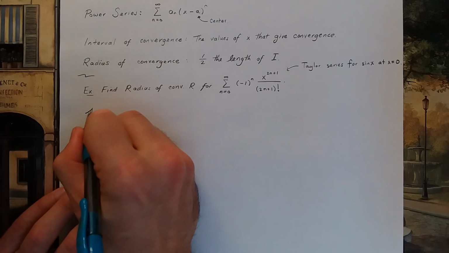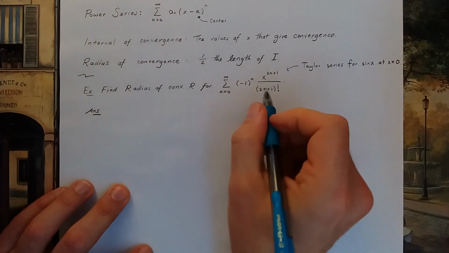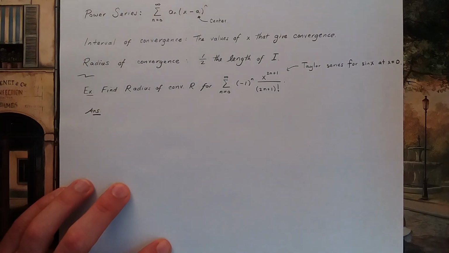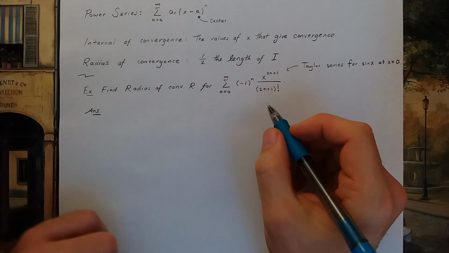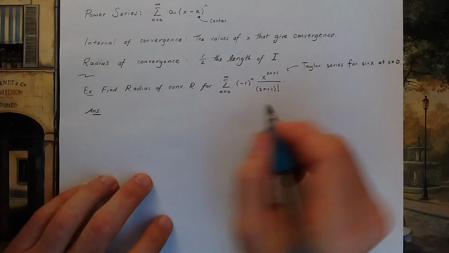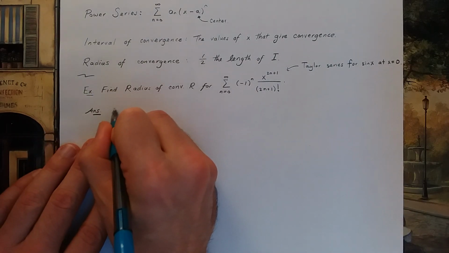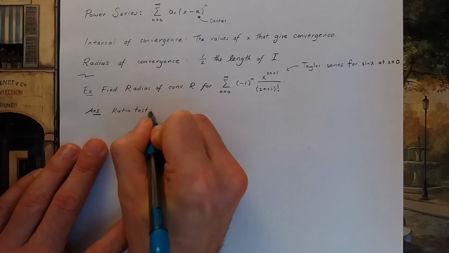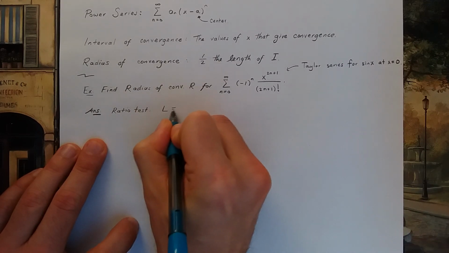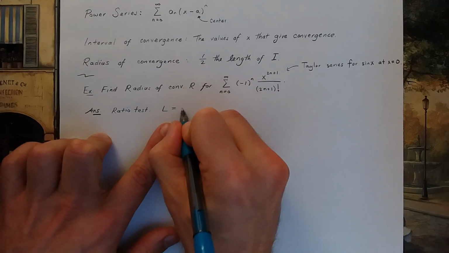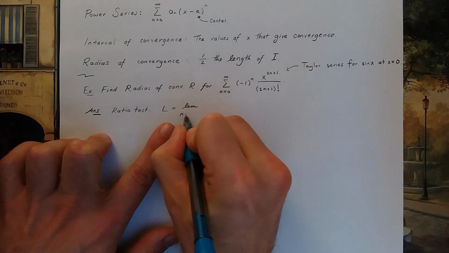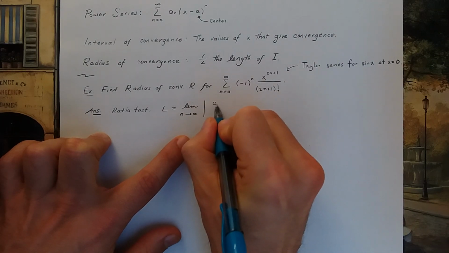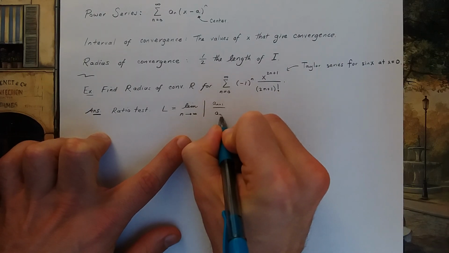So here's my answer. Now the go-to move when asked to find the radius of convergence is to try the ratio test. That's always the first thing to try on these problems. So let's do the ratio test. To do the ratio test, I look at a limit L. So I'm going to look at the limit as n goes to infinity of the a_(n+1) term over the a_n term.